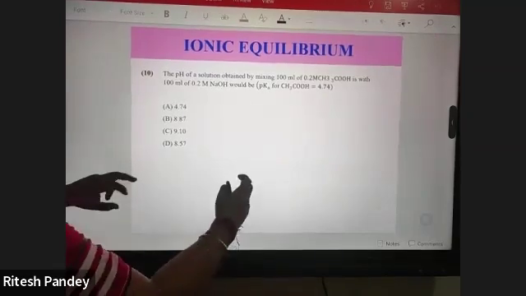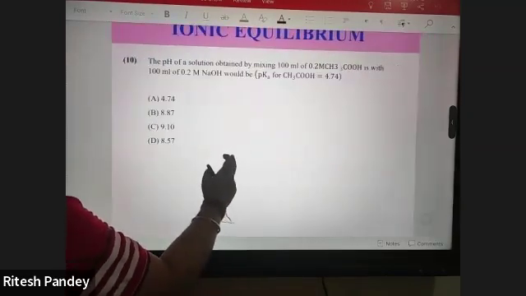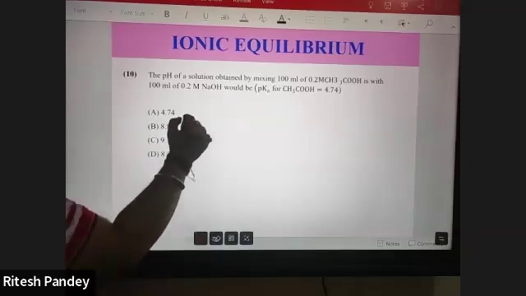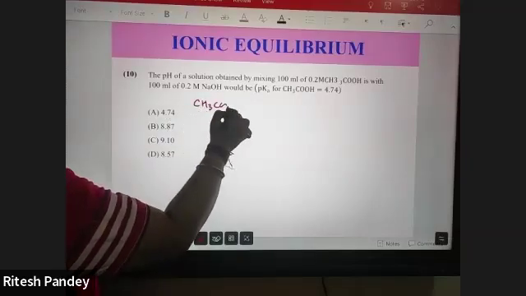Bombay. This is acetic acid. Again, 8.87. Yes, please. B, Bombay. What is the common answer, I guess? 8.87, B, Bombay. All right.